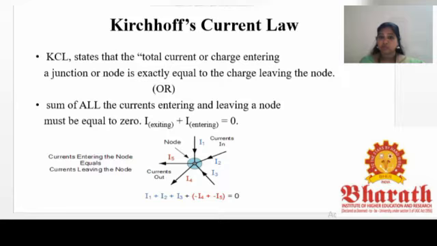Otherwise, the total charge entering a junction or a node is exactly equal to the charge leaving the node or the junction. The charge entering towards the junction will be equal to the charge leaving the junction, or the sum of all currents entering and leaving a node must be equal to 0. At the junction point the total current must be equal to 0. The current entering the junction point will be equal to the current leaving the junction point, exactly at that point.